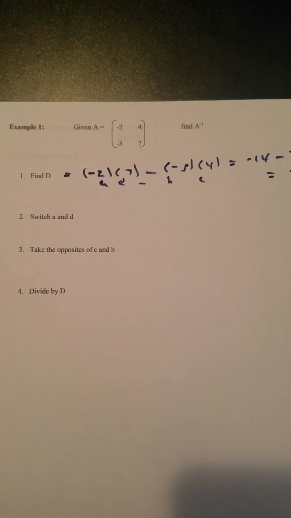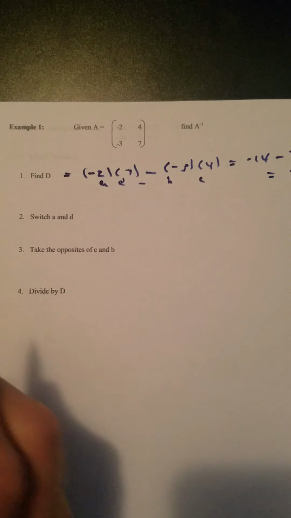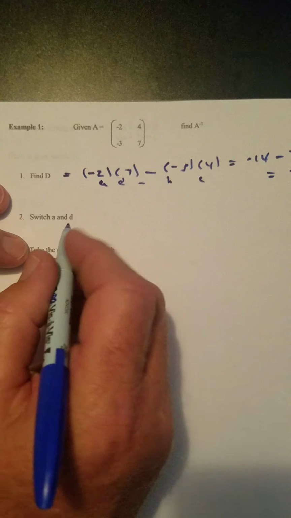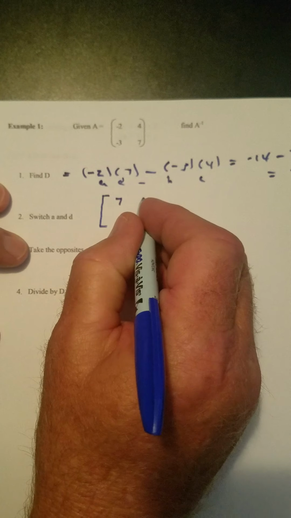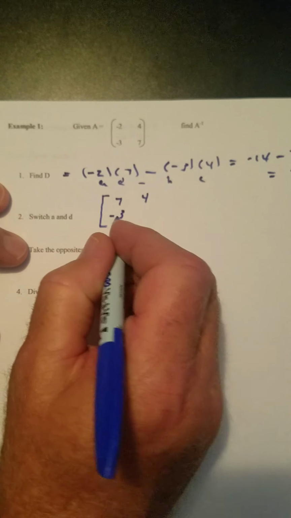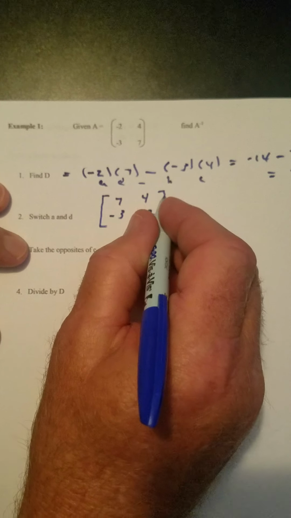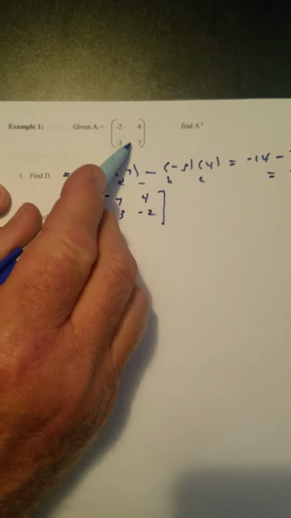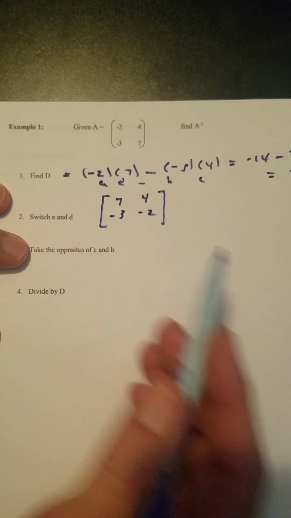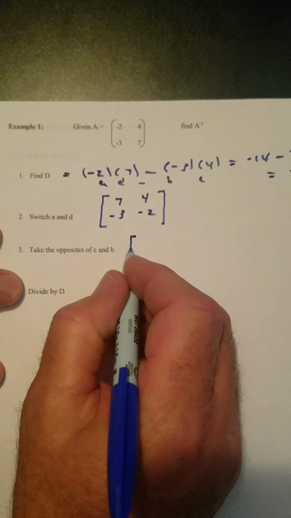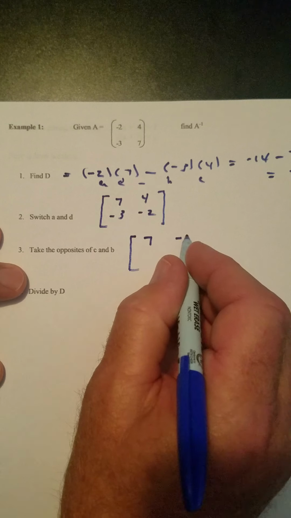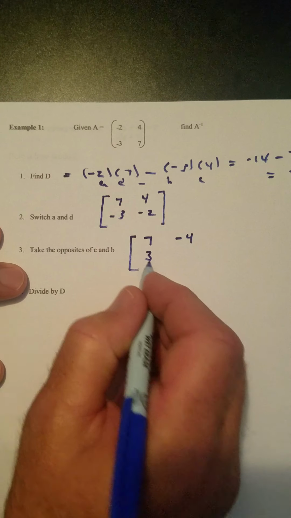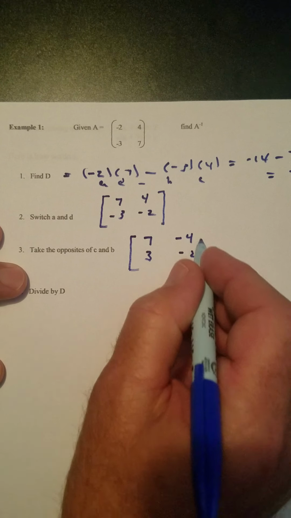Okay. So now, it says switch A and D. So now we got 7 up here, 4, negative 3, and negative 2. So A and D were negative 2 and 7, so now it became 7 and negative 2. Then we're going to take the opposite of these two numbers here. So 7 is okay. This becomes negative 4. That becomes positive 3, and that stays negative 2.